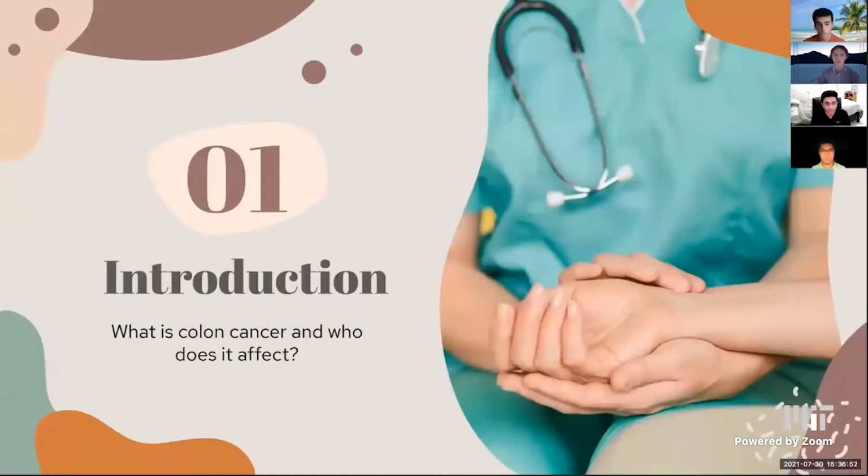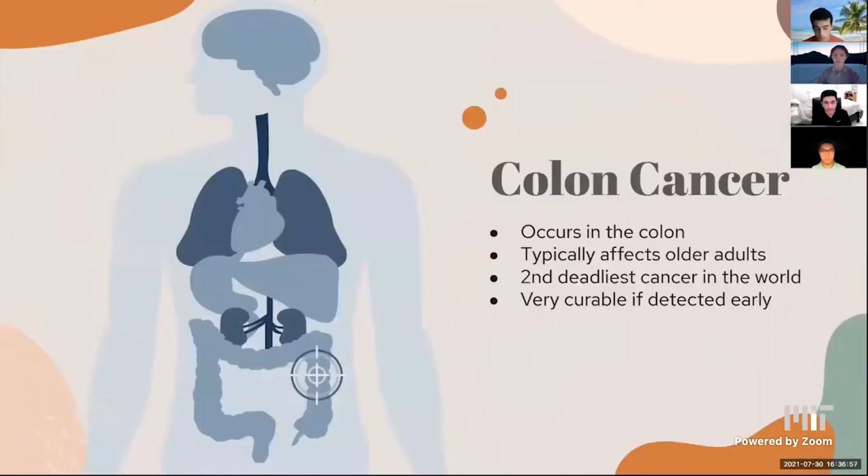So moving on to the introduction, what is colon cancer and who does it affect? Colon cancer, as said in its name, occurs in the colon. On the left, there's a human diagram where you can see all the different organs, and there's a little target of where the colon is actually located in the human body. Colon cancer typically tends to affect older adults. When people start to hit the age of 50, physicians start to actively screen for colon cancer.